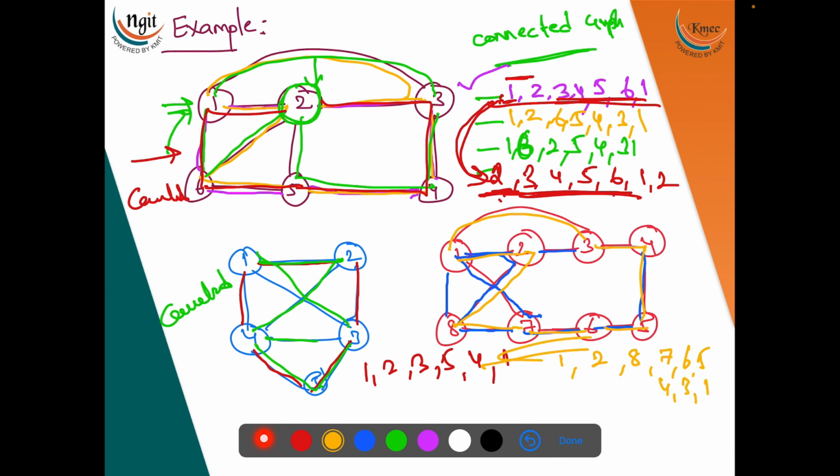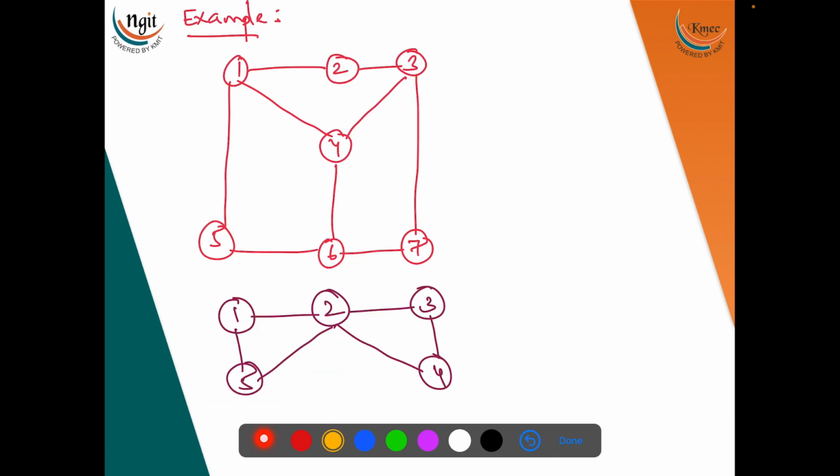So all these three graphs are what? Connected graphs. That's what you are able to see: a Hamiltonian cycle. Now let's see this one graph. Can you generate any Hamiltonian cycle from this graph?